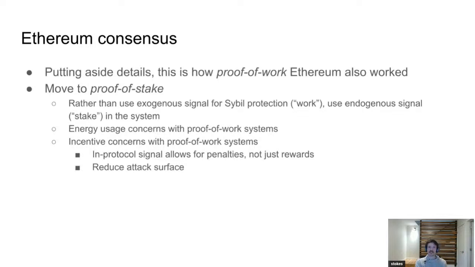Generally moving from proof of work to proof of stake, the idea is rather than use what I'm calling an exogenous signal for the Sybil protection of consensus, namely this work you put in to compute the right block hash to signal this is a valid block and it can go into the chain, we're going to use an endogenous signal. And here, I mean, with respect to the protocol, right? So the protocol itself can see now, because we have this notion of stake.